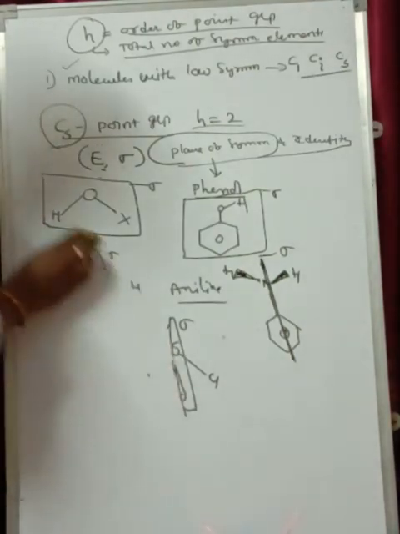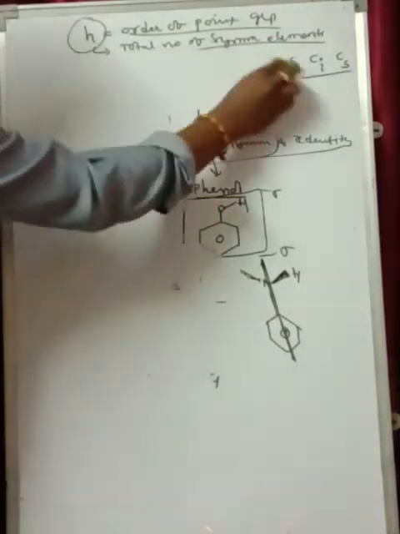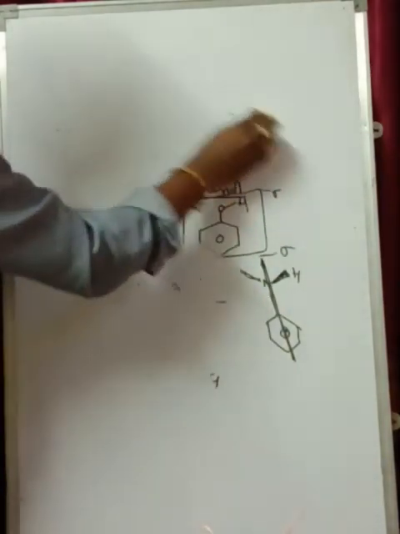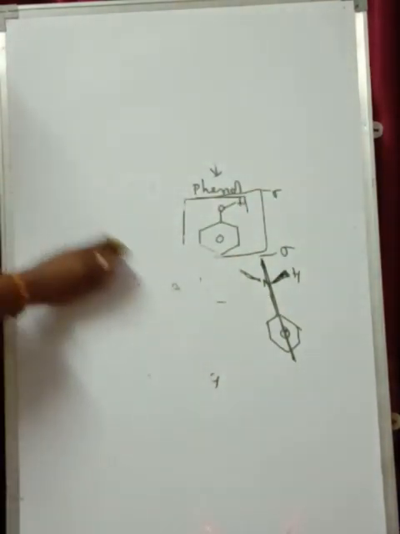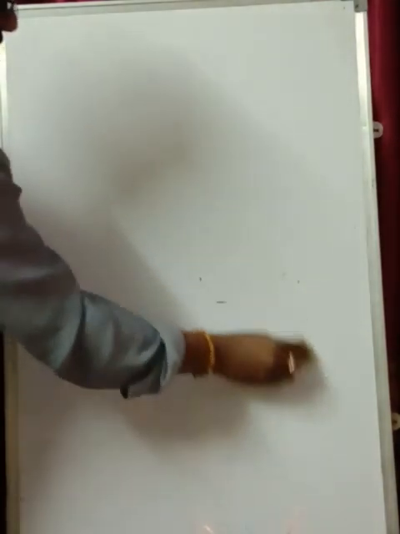Now, this is regarding the molecules with low symmetry elements. So the molecules with low symmetry elements are those which have a smaller number of symmetry elements. Under this category, C1 point group, Cs point group, and Ci point groups are included.